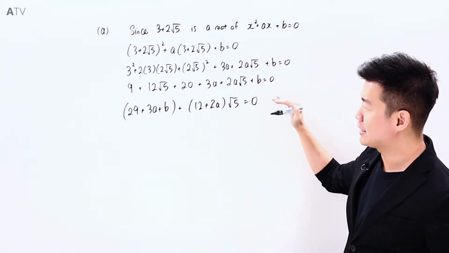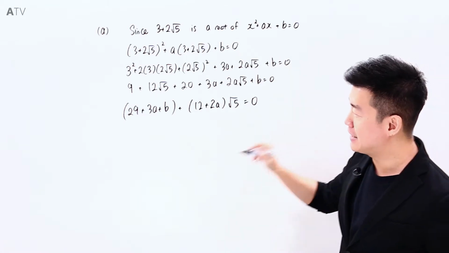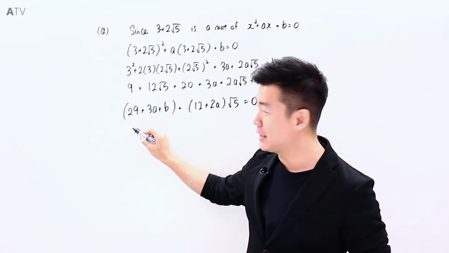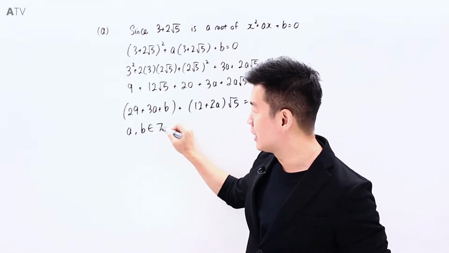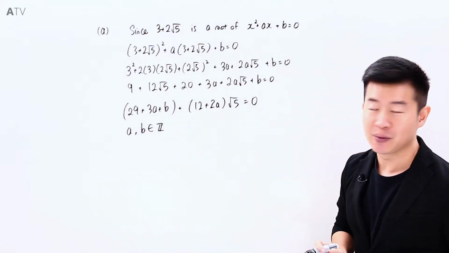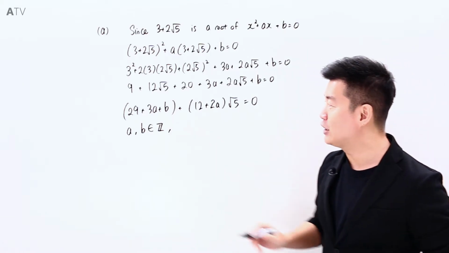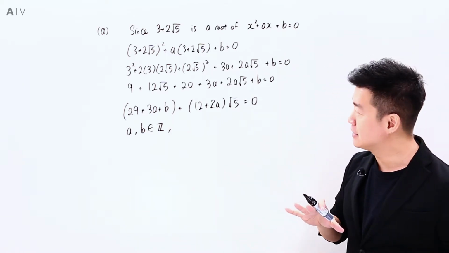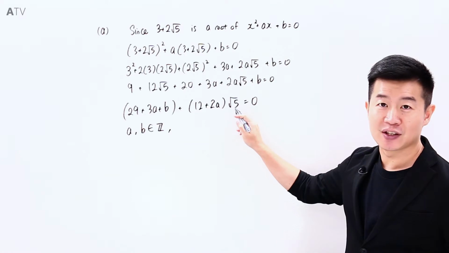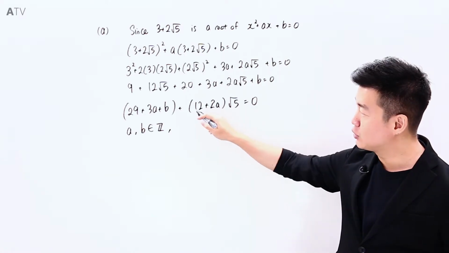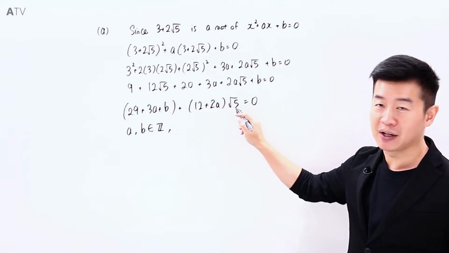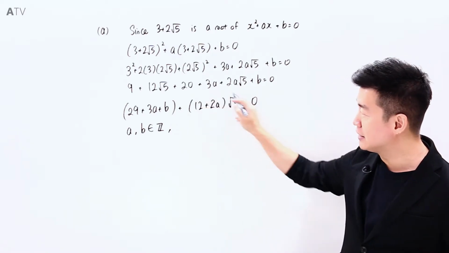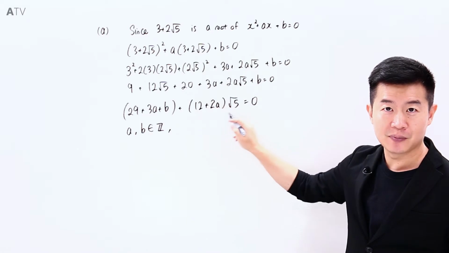By itself, it is actually quite impossible to solve unless we are given extra information, and that is given to us by the question: a and b are integer values. Because a and b are integer values, let's do an analysis here. This square root of 5 is irrational, which means that 12 plus 2a, which is an integer by itself, multiplied by an irrational number, together is going to be an irrational number.